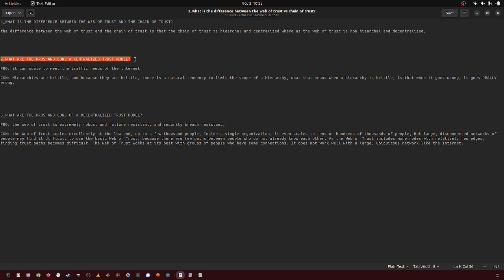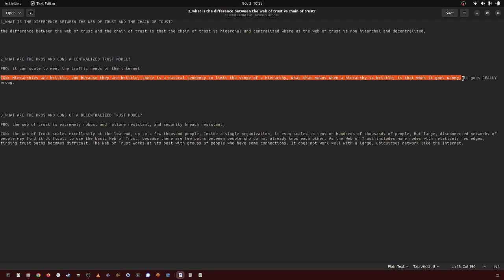What are the pros and cons of the centralized trust model? Pro, it can scale to meet the traffic needs of the internet. That's a big pro. Cons, hierarchies are brittle, and because they are brittle, there's a natural tendency to limit the scope of a hierarchy. What that means when a hierarchy is brittle is that when it goes wrong, it really goes wrong.